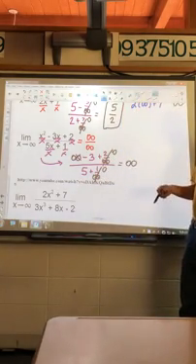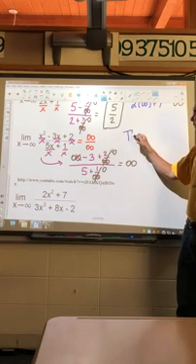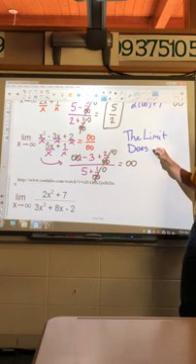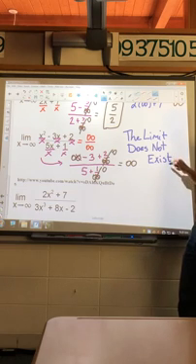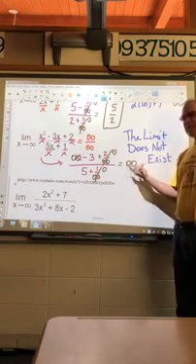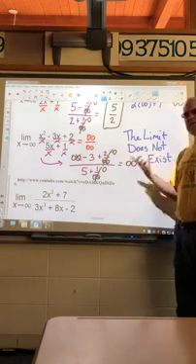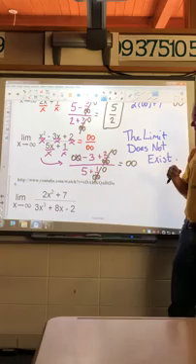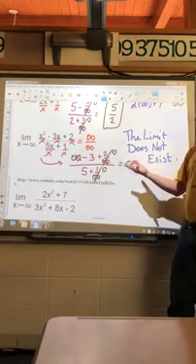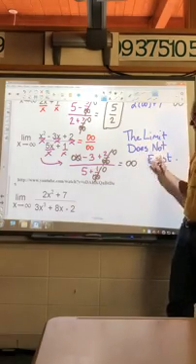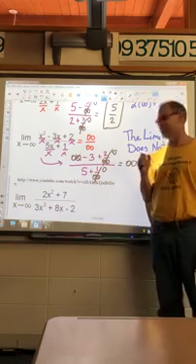So if you get something like this, then the answer is going to be the limit does not exist. The limit does not exist. Don't write infinity, don't write undefined, don't write no solution. None of those terms apply here. So if you're trying to find a limit and you get infinity, you say the limit does not exist.